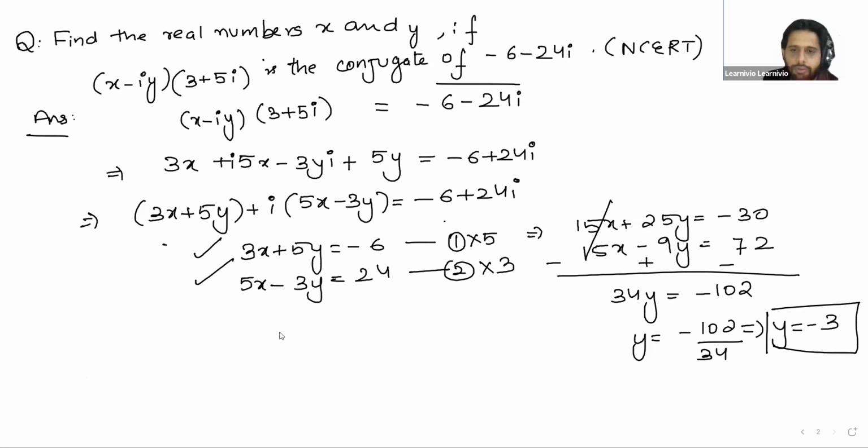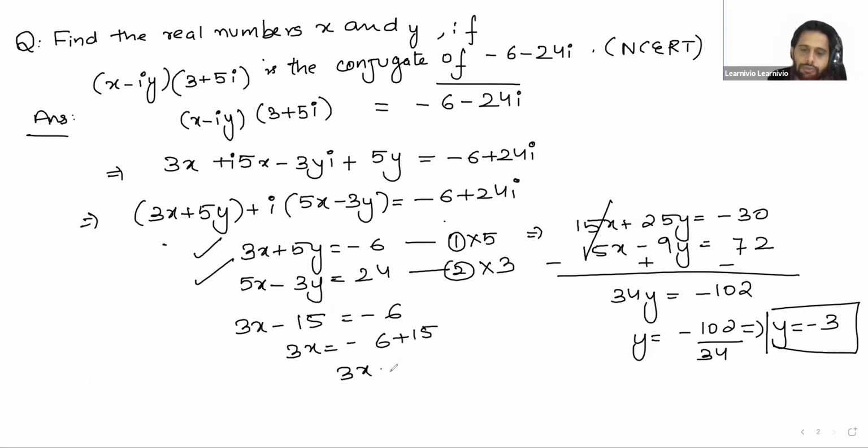No, Safan, this is not correct. y is equal to minus 3. Okay, so put in this: 3x minus 15 is equal to minus 6. So you will get 3x is equal to minus 6 plus 15. So this will become 9, so x you will get 3. Okay, Safan, is it clear?